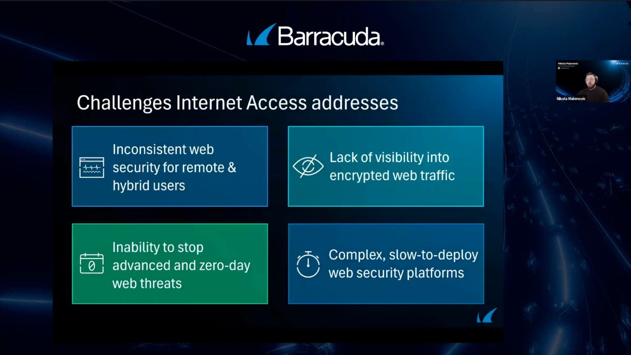So again, which challenges do we address with the Internet Access Plan? Inconsistent web security for remote and hybrid users. Like I just showed you, you can have this both for your remote and for your office users, for your hybrid users. This doesn't really matter. We cover everything. Lack of visibility into encrypted web traffic. So, for example, we're doing that with TLS inspection, and you can also see that in the logs.